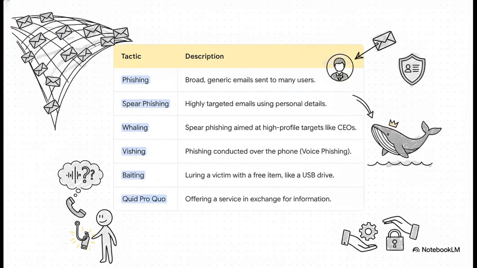Okay, let's break down this chart, because this is basically the attacker's menu. Phishing is like casting a huge net, one generic email to thousands of people. Spear phishing, that's where it gets personal, using your name or your job title. Whaling is just spear phishing for the biggest fish, like a CEO. Vishing is easy. It's just voice phishing, done over the phone. Baiting uses some kind of lure, like a free USB drive left in a parking lot.